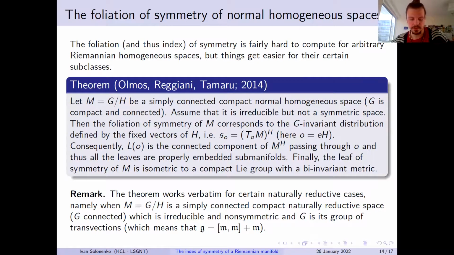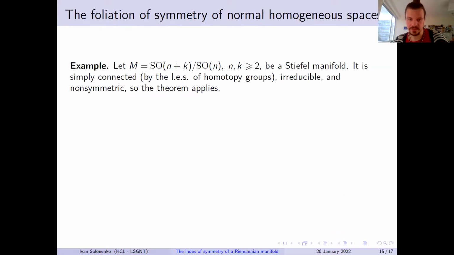And let's look at the main example with the Stiefel manifold, and then we're almost done. If you go back to the Stiefel manifold, SO(n+k) mod SO(n), which you think of as a normal homogeneous space, so the metric comes from the bi-invariant metric on SO(n+k), you know that we need to check that it's simply connected. It follows from just the long exact sequence of homotopy groups. It is irreducible. And it is non-symmetric because, as I mentioned, it is a symmetric space only for k equals 1, in which case it's just a sphere. So our theorem can be applied.